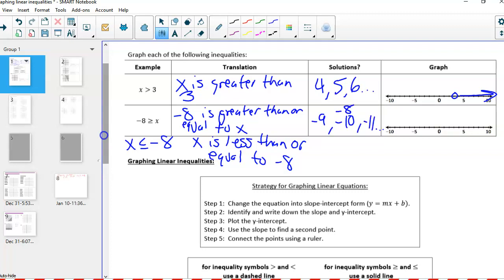Would this be an open or a closed circle? Closed, at negative 8. And would this go to the left or to the right?